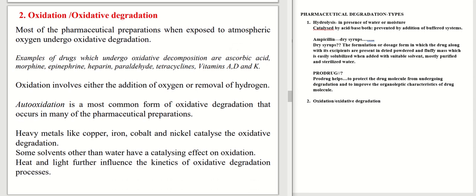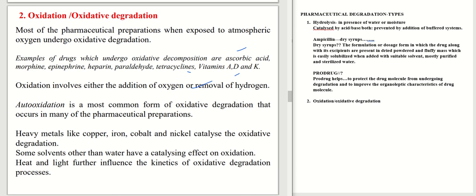like ascorbic acid, morphine, epinephrine, heparin, paraldehyde, tetracyclines, vitamins A, D, and K, like the fat soluble vitamins, and most of the lipophilic drugs, they are prone to oxidative decomposition or degradation. Now, what is meant by oxidation? As we all know, it could be either addition of oxygen or the removal of hydrogen. Most of the pharmaceutical compounds are prone to oxidative degradation, and being pharmacists, we need to protect the molecular integrity of these drugs.